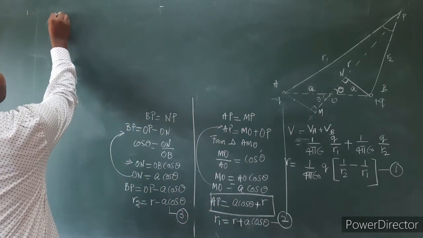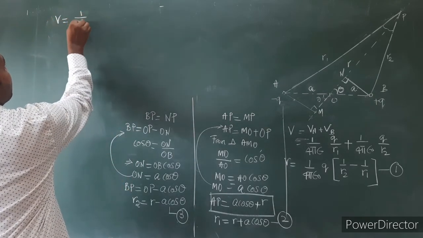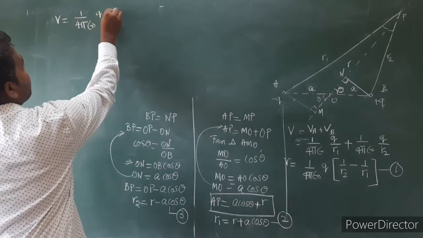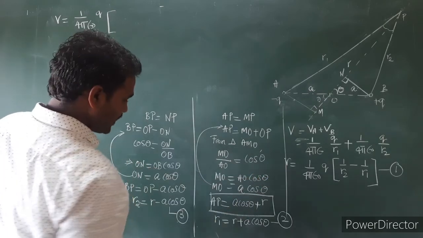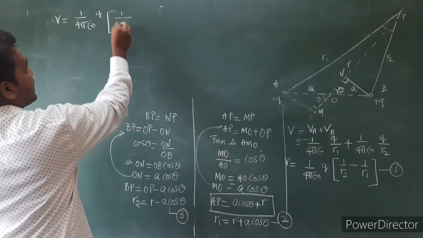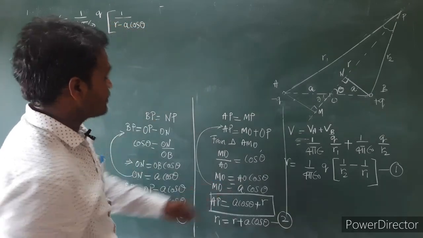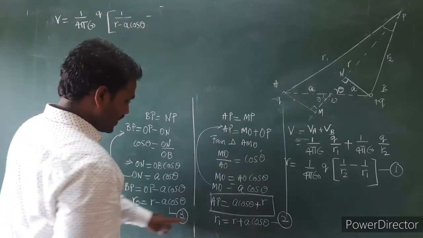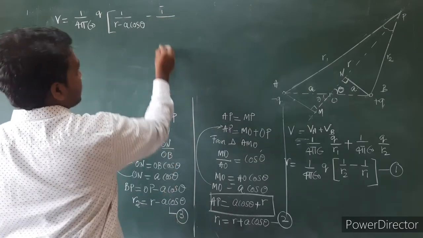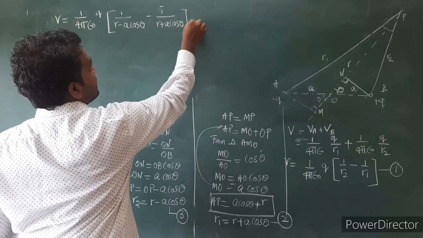So, I will write this equation for electrostatic potential V again. So, that is equal to 1 divided by 4 pi epsilon naught, Q is common, inside bracket I will write it as, what is R2 here? R2 I can write it as 1 divided by R minus A cos theta minus, what is R1? R1 I write it from equation number 2, that is 1 divided by R plus A cos theta.